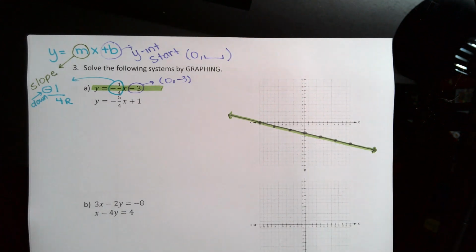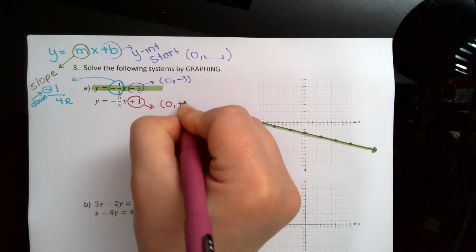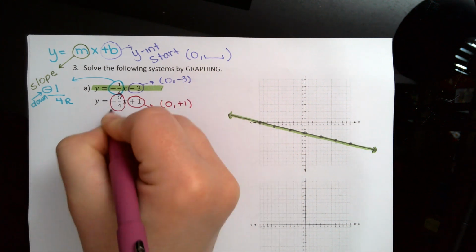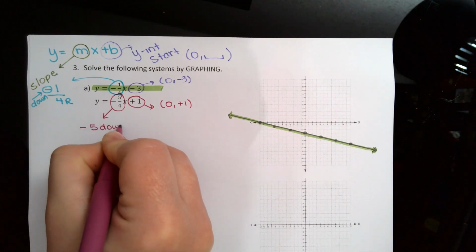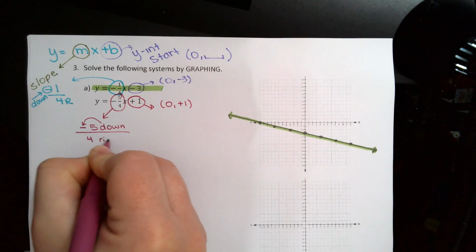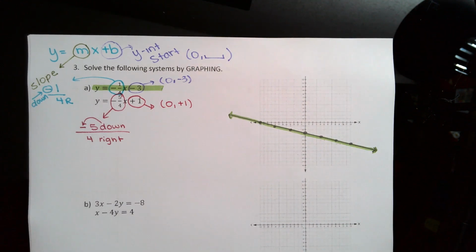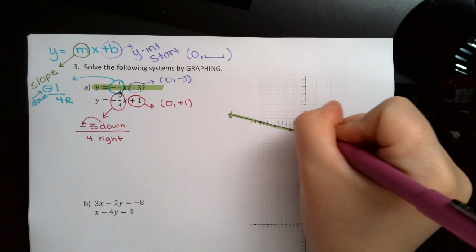Okay, let's do the same thing for the bottom. We have a start at 0, comma 1, positive 1. And our slope is also negative, so we're still going to be going down. And it's down because of this negative, and then always to the right. You can always go up and to the left as well, as you can see here in just a moment. So we're starting at 1.